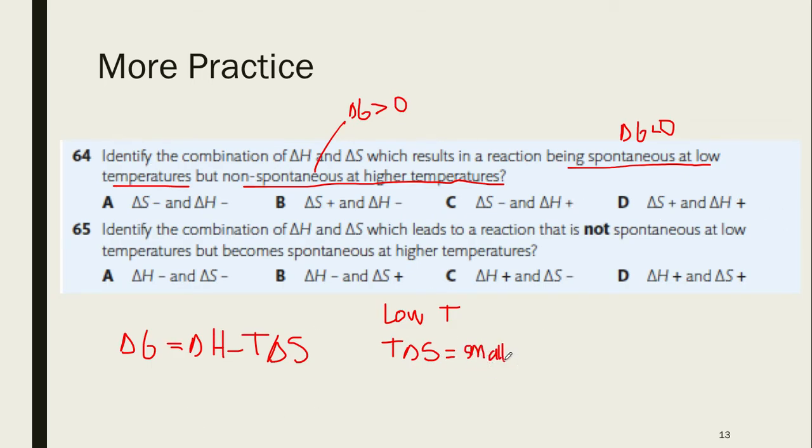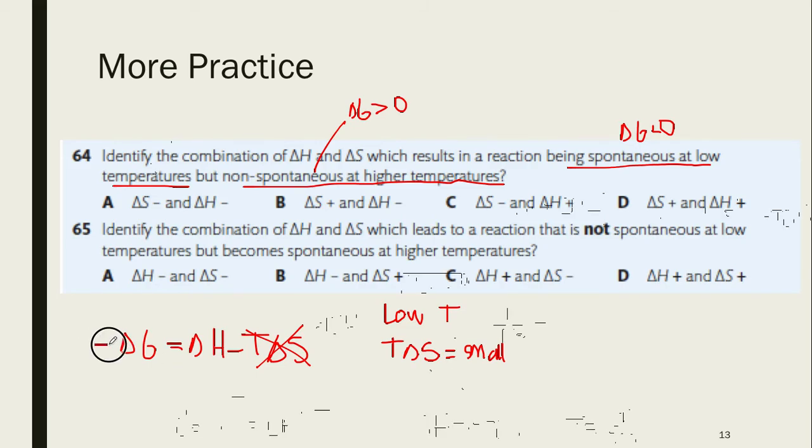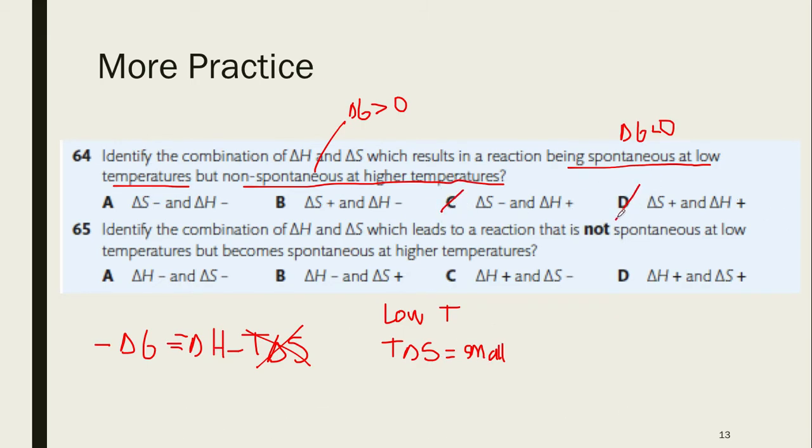Okay, it doesn't really matter what the temperature is. It is a small value, which means it is not going to play a role in our value. So we can essentially ignore that. Well, if we want delta G to be negative, then we must need negative enthalpy. So at low temperature, we need delta H to be negative in order for it to be spontaneous. So that automatically excludes C and D.